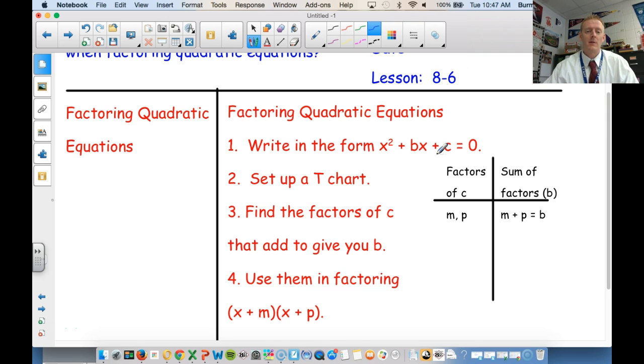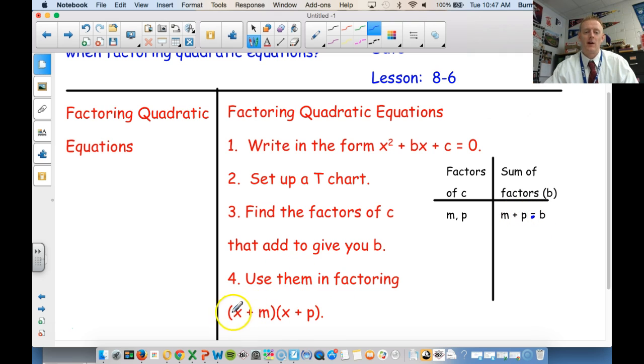So to solve these problems, a good process for us is to set up a t-chart. So we're looking for factors of c. What are two numbers that multiply to make c? And then the factors of c have to add to make the b, so the number in front of the x. So you'll see these letters, M times P equals C, and M plus P equals B.